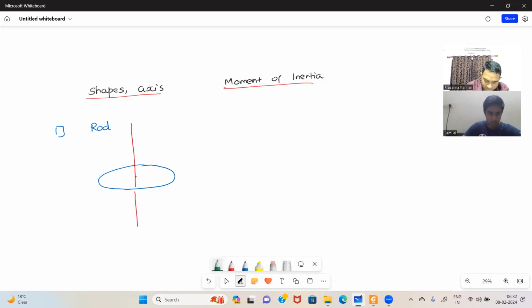So the axis passes through the center. I'm sorry, I'm drawing it for the ring. Okay, so first let's do it for the ring. So we just derived it, Samuel. So what is the moment of inertia of a ring? I is equal to capital MR squared. Very good, very good.